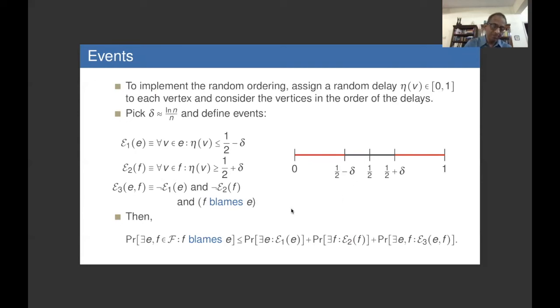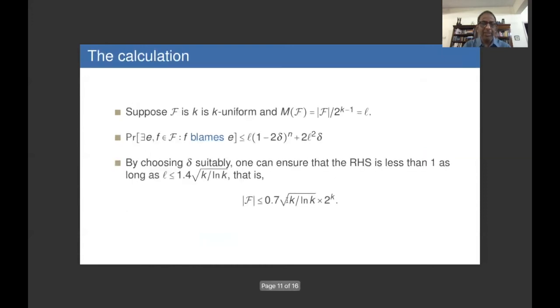So it turns out that the probability of failure of our algorithm, whenever the algorithm fails, some edge blames some other edge, can be bounded by the sum of the probabilities of these events, and this quantity can actually be analyzed. In the analysis of Cherkashin and Kozik, if the number of edges in the graph was something like this, L, where F is actually L times 2 to the k minus 1, then one can bound the sum of the probabilities of the three events by this quantity.